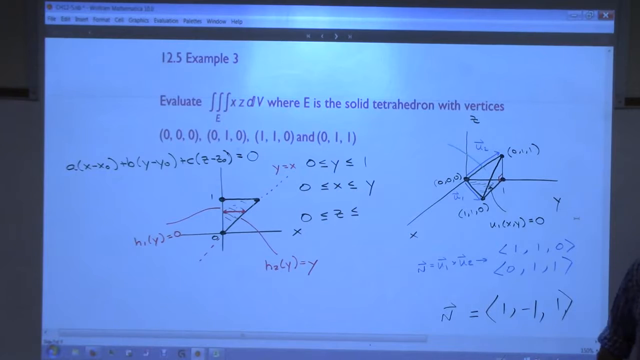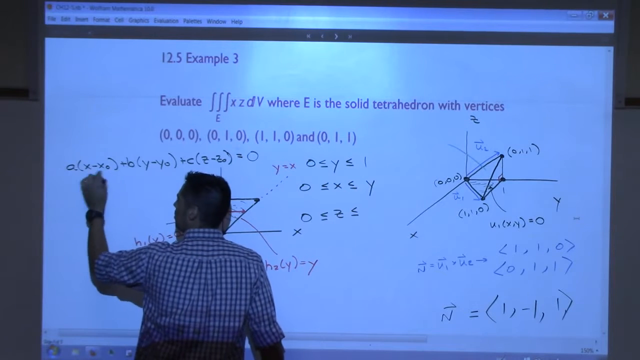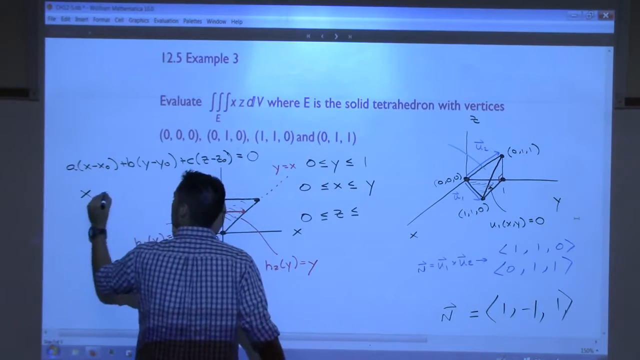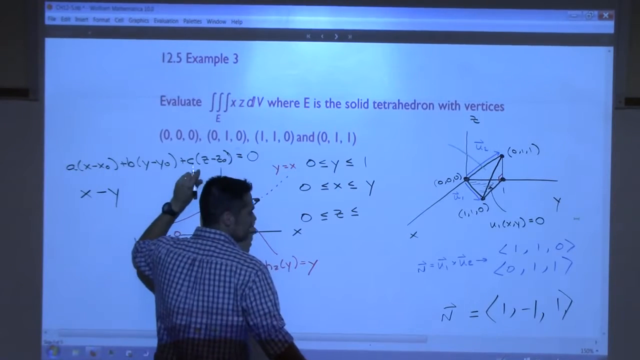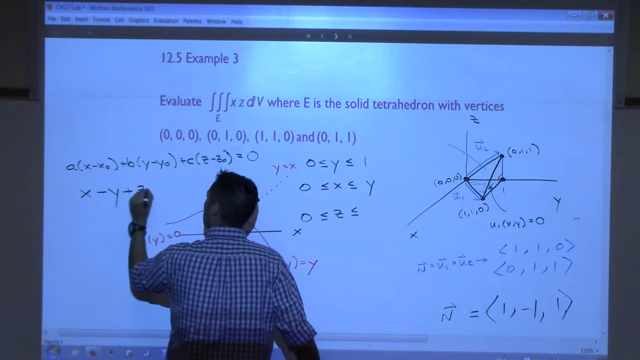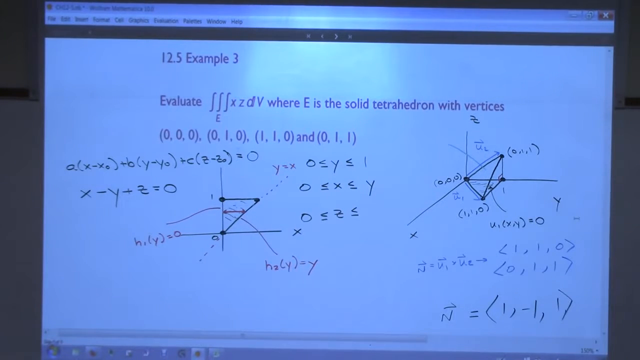That's the equation of a plane if you know its normal vector and you know a point on the plane. So it's just going to be 1 times x minus 0, so that's just x. And then negative 1 times y minus 0, so that's just minus y. And then c, which is 1, times z minus 0, so this is going to be plus z equals 0. Now just solve for z.